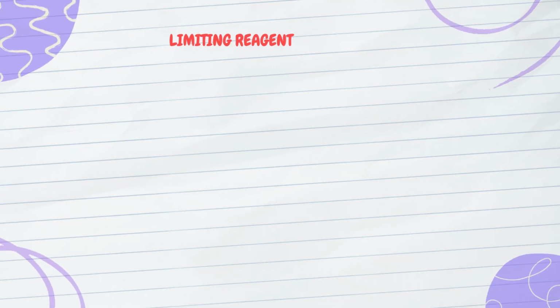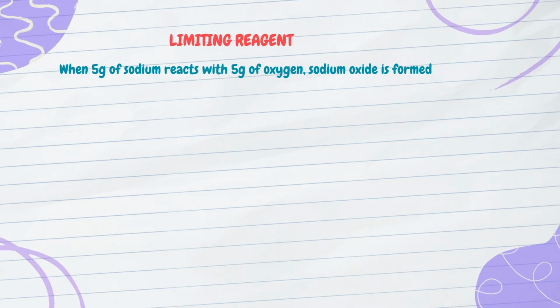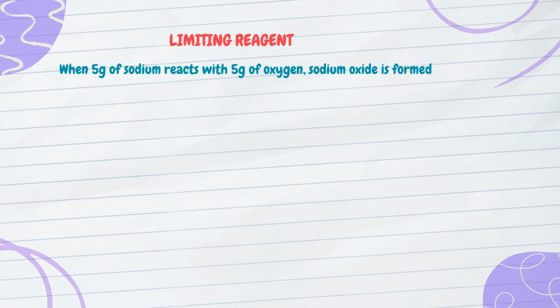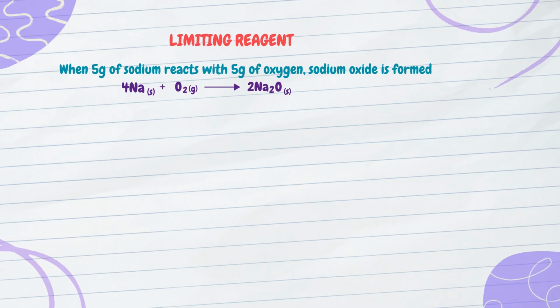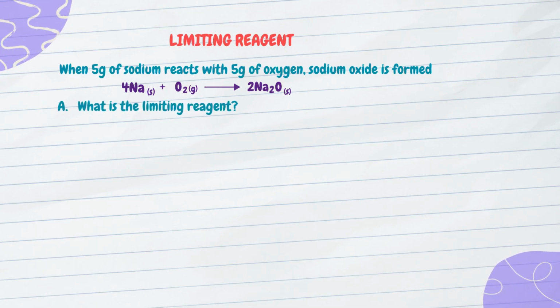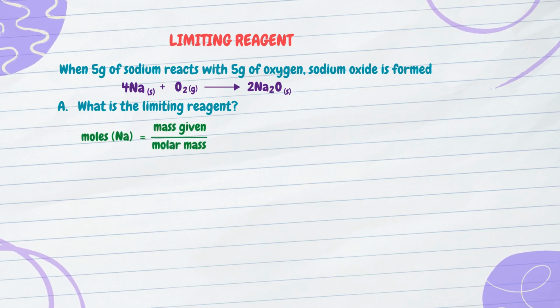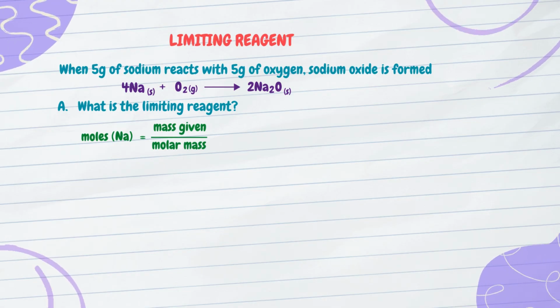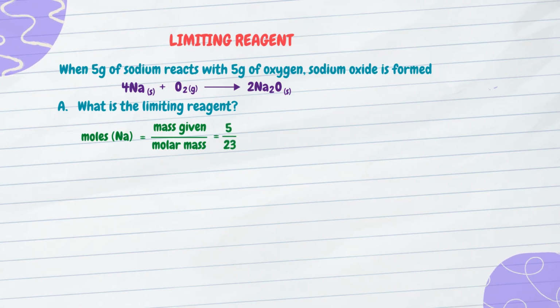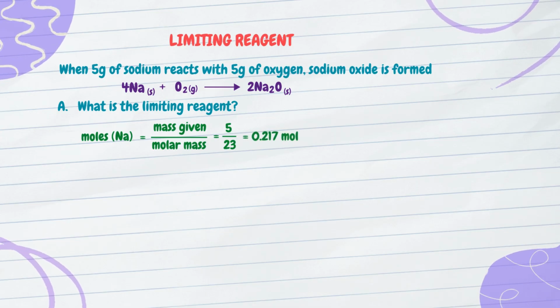The second question. When 5 grams of sodium reacts with 5 grams of oxygen, sodium oxide is formed. This is the balanced chemical equation. A. What is the limiting reagent? First, we convert the mass of sodium and oxygen into moles. The moles of sodium is equal to mass given over molar mass of sodium. The mass given is 5 grams. The molar mass of sodium is 23. 5 over 23 gives 0.217 moles.